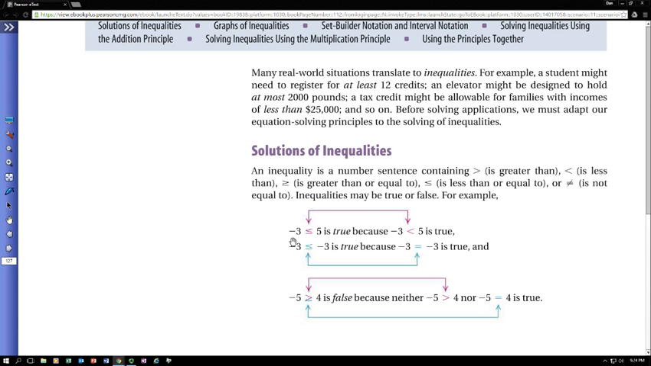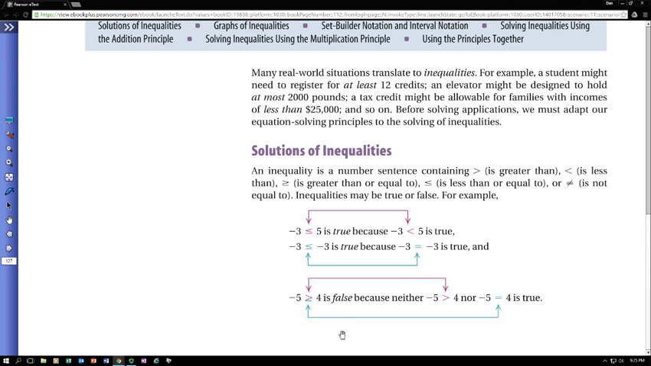Then they try to illustrate solutions. So -3 is less than or equal to 5 is what they have here. Well, this is true because -3 is less than 5, or another way to say this, -3 is left of 5 on a number line. That is true. So one of the conditions of the two is true, so the whole thing is true. And in this case, -3 is less than or equal to -3. This is also true because the other condition, the equals part, is true.